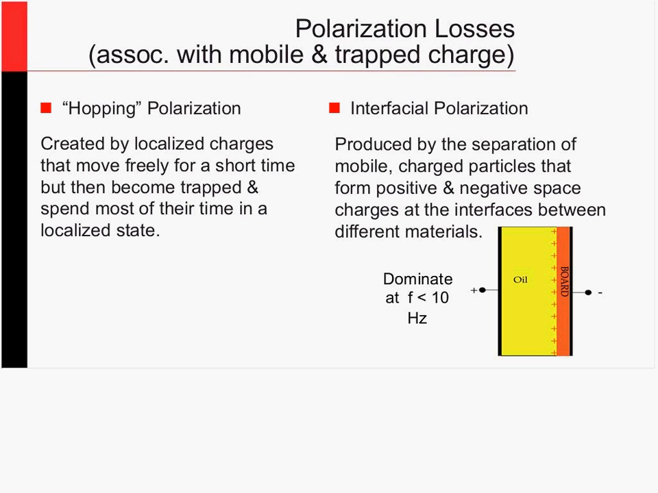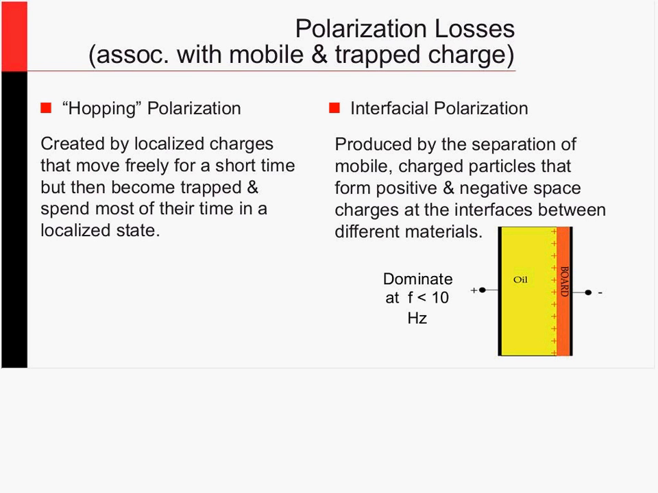This takes the longest amount of time to happen, so you'd have to have a very, very slow varying field in order for enough time to pass that interfacial polarization would happen. So a long, slow-varying field would equate to frequencies that are extremely, extremely low. So we're talking for sure less than 10 hertz before you would see the interfacial polarization process having time to complete.